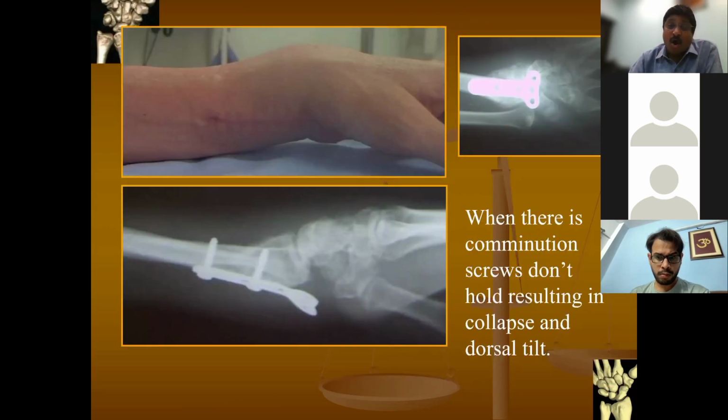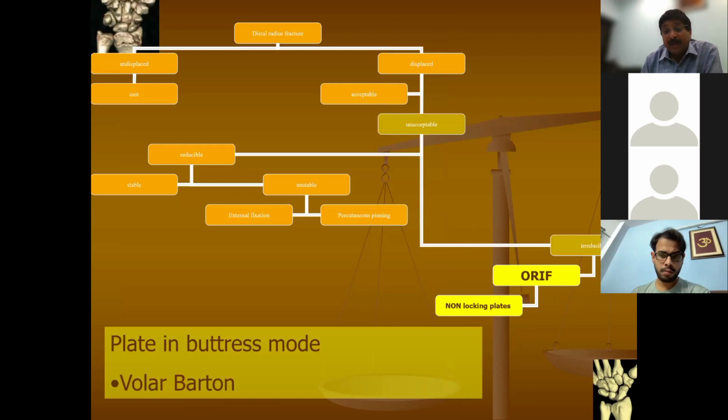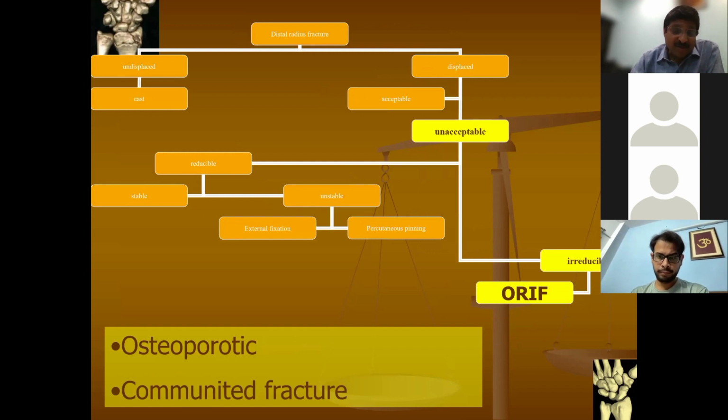But if there is a combination fracture, or if the dorsal cortex is not intact and you're using a buttress plate, then something like this will happen. It will be a complete collapse and dorsal tilt, so complete failure of your fixation. So we must understand buttressing is not done whenever there is a combination fracture or the opposite cortex is broken. Non-locking plates are usually used in buttress mode in cases of volar Barton. Otherwise, we go for a locking plate, especially in osteoporotic fractures and comminuted fractures. Internal fixation with a locking plate is advisable.